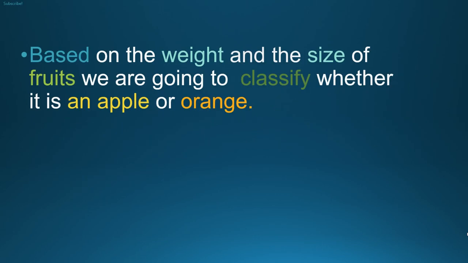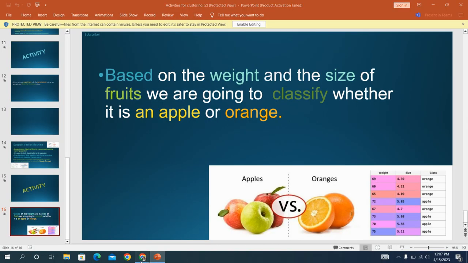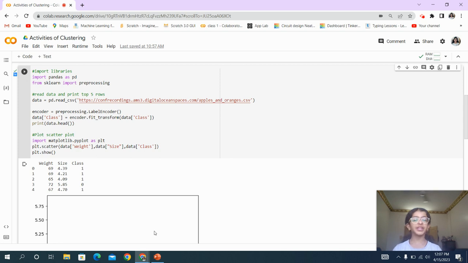The activity. Based on the weight and the size of the fruits, we are going to classify whether it is an apple or orange. So let's get started with the coding part. As you can see, first of all, we are going to import two libraries: import pandas as pd and from sklearn import preprocessing.